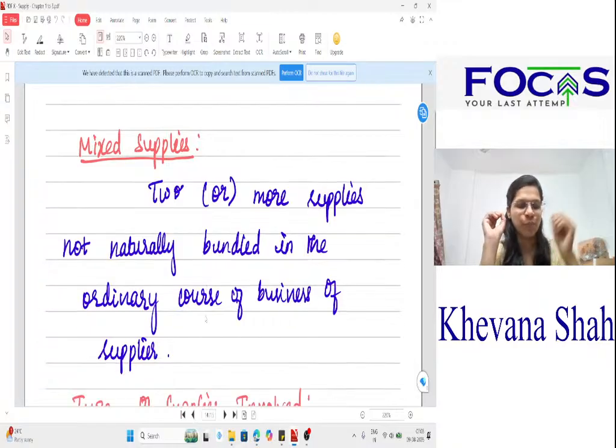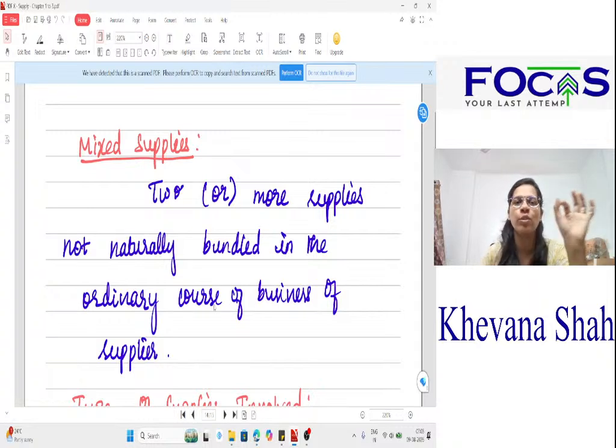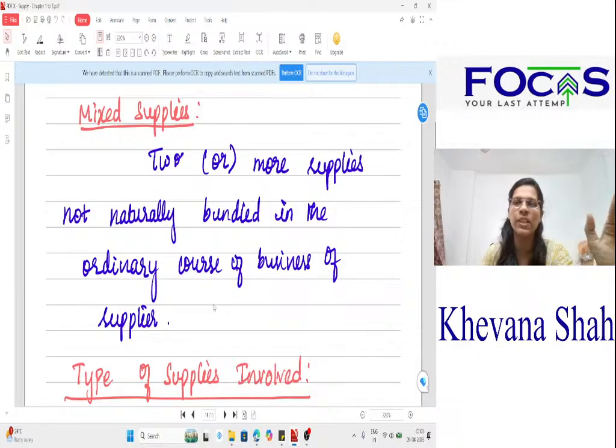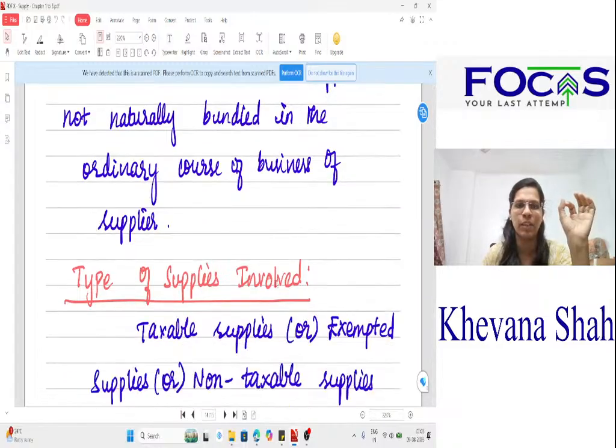Next we move on to mixed supplies. So when two or more supplies which are not naturally bundled in the ordinary course of business, please remember, of the supplier. So if you have anything which you can sell separately, like you can separately provide the supply of those goods or those services, but for some reason you are bundling them together and making it one supply, that is known as your mixed supply.